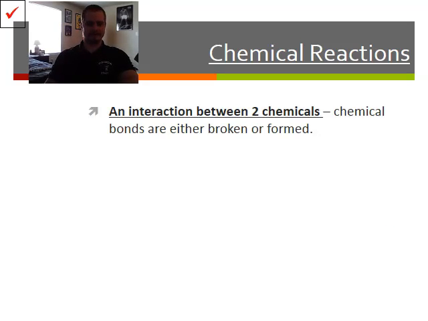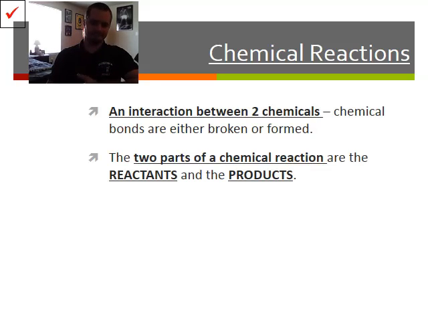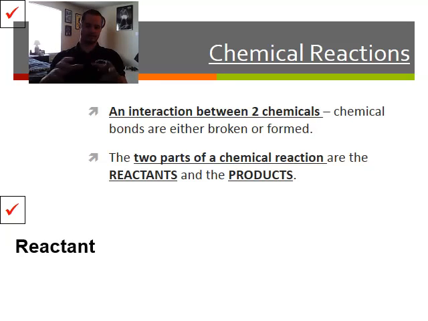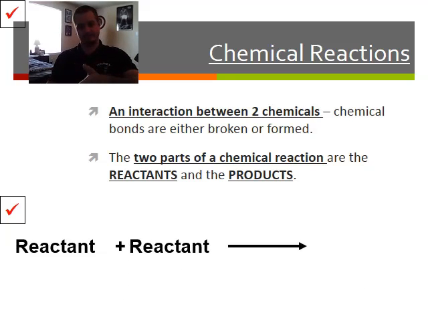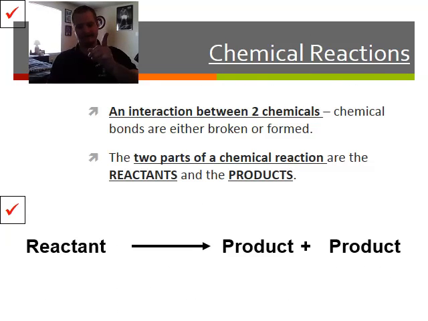So, chemical reactions. A chemical reaction is an interaction between two chemicals, where chemical bonds, remember what's holding it together, ionic, covalent, or polar, or not polar, hydrogen, are either broken or formed. So we have two parts of a chemical reaction. We have the reactants and we have the products. The reactants are what we start off with. So we can have reactant plus reactant to give us a product, or on the flip side, we can have one reactant and break it apart into two products.